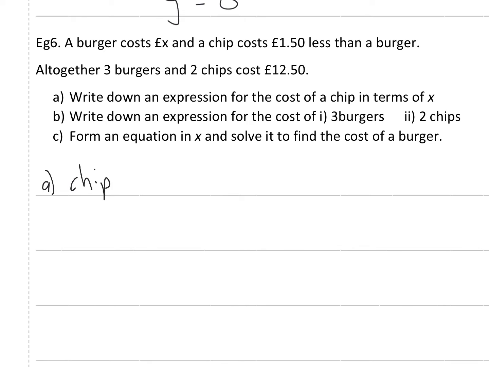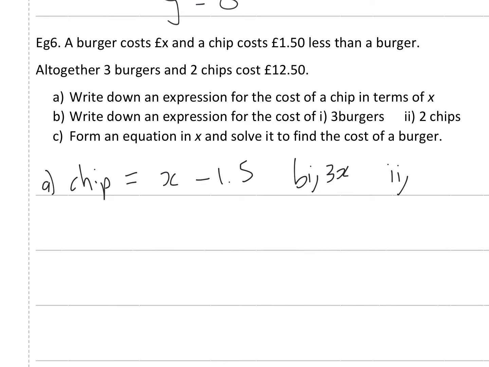A chip costs £1.50 less than a burger, and a burger costs X pounds, so it would be X minus 1.5. Part B. Write down an expression for the cost of 3 burgers. Well, 1 burger costs X pounds. 3 burgers would be 3 times as much, which is 3 times X, or more simply 3X.